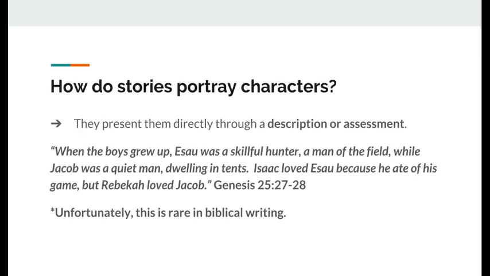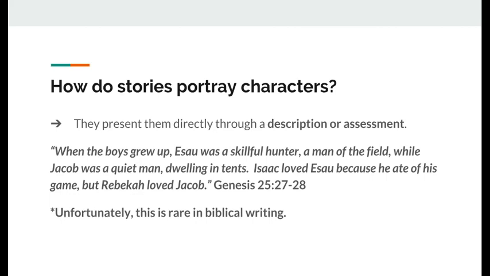So let's look at a few ways that stories and writers of stories, storytellers, portray characters. The first way, the most basic way, is they present them directly through a description or assessment. So take this example, Genesis 25:27-28. It says, "When the boys grew up, Esau was a skillful hunter, a man of the field, while Jacob was a quiet man, dwelling in tents. Isaac loved Esau because he ate of his game, but Rebekah loved Jacob."